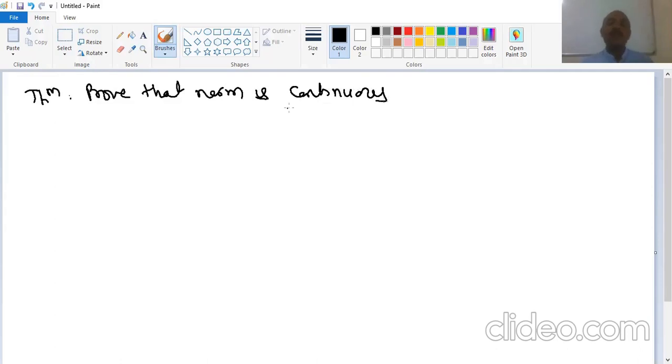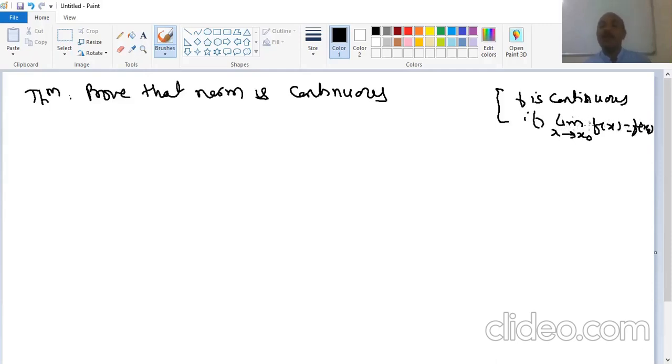Now, what is the meaning of this, that norm is continuous? Continuity of a function: function f is continuous if limit x tends to x0, f of x is equal to f of x0, at a single point. Here f means our norm.